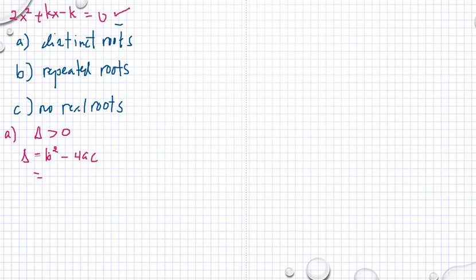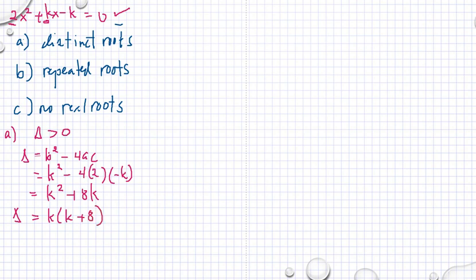Our b is k, so that is k squared minus 4. Our a is 2 and our c is negative k. So we have k squared plus 8k. If we're going to factor, we have k times k plus 8.